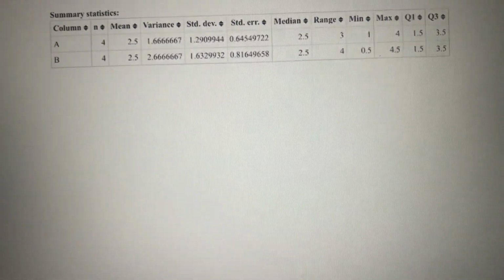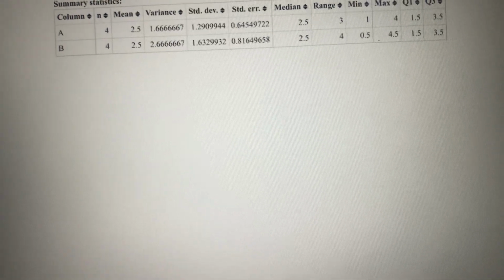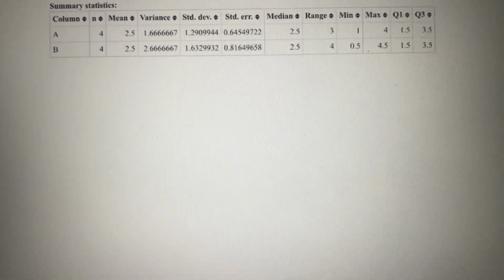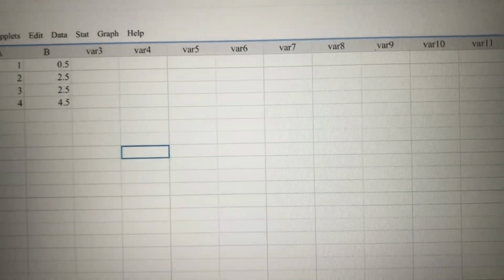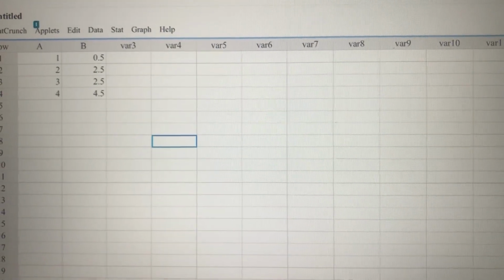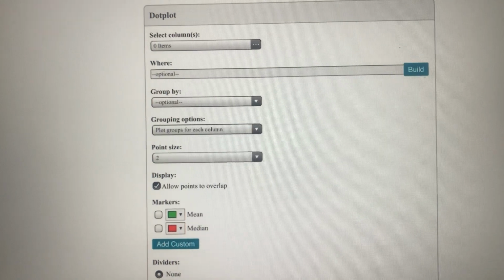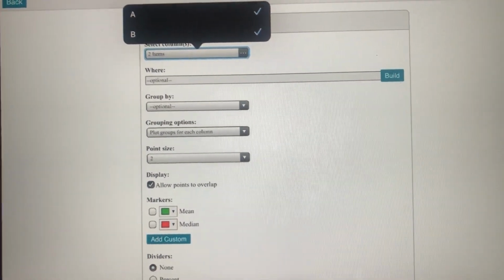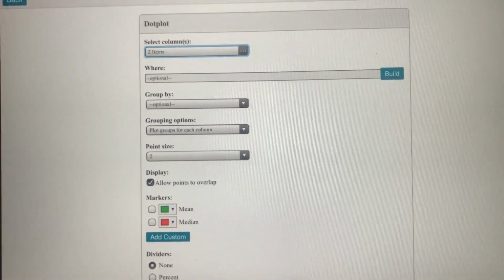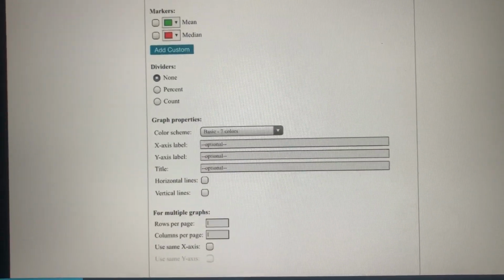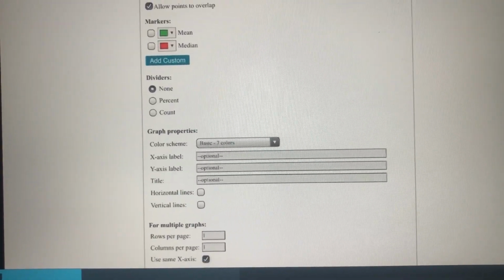Next, I'm asked to graph a dot plot of each. Since the means are the same, do I think they have the same variation? Are they spread out the same? I'm going to graph a dot plot, and I'm going to select both of them. And for my graphing properties, I just want to make sure that they're using the same x-axis at the very bottom.